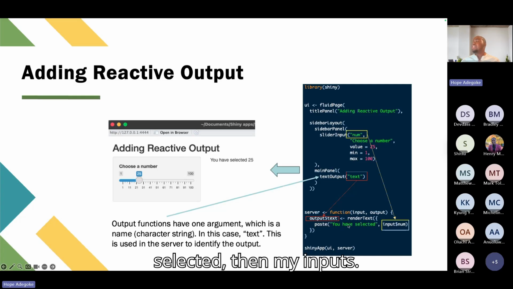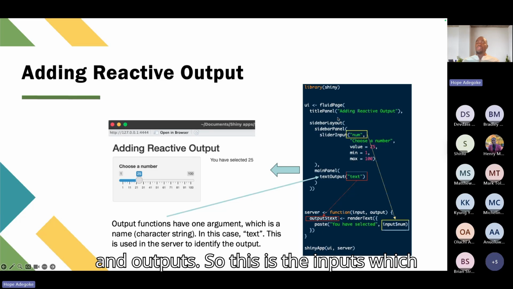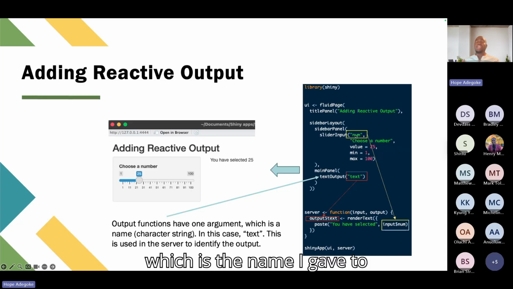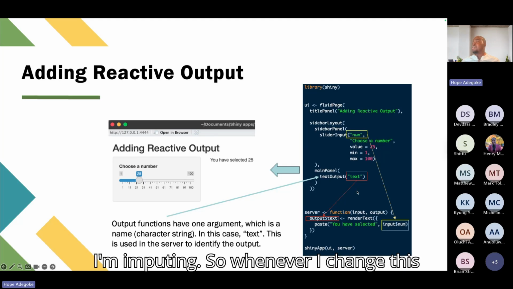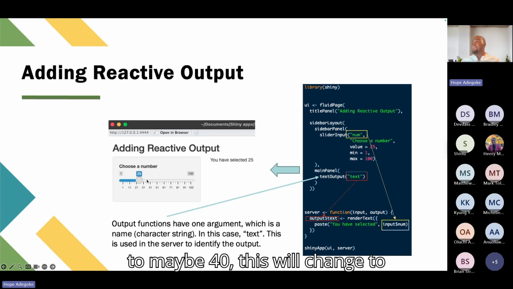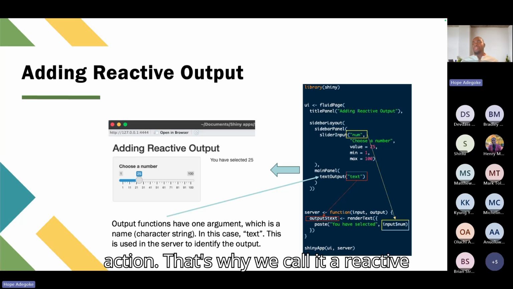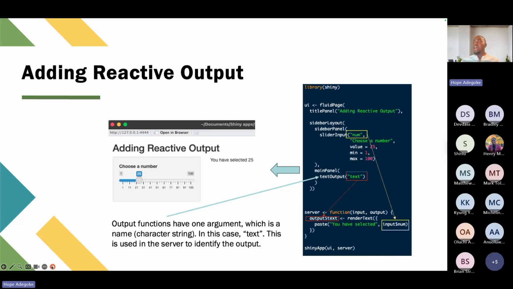And also, okay, paste, you have selected, then my inputs. So remember we said we have inputs and outputs. So this is the input which we define, slider input. There are a lot of inputs, but this is a slider input. And the input, we are saving it as none, which is the name I gave to the input. So when I call that input, I want you to return this number that I'm inputting. So whenever I change this to maybe 40, this will change to "you have selected 40." So this is basically a reaction to an action. That's why we call it a reactive output.